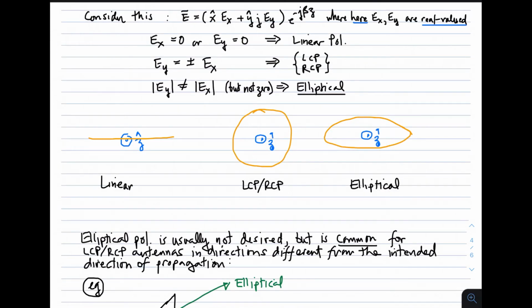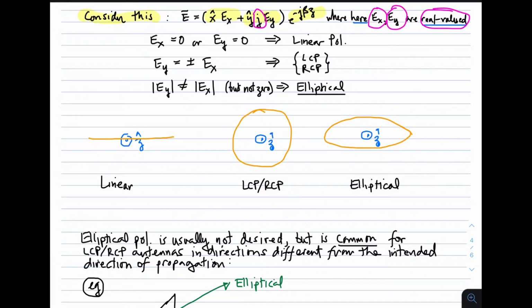Now I'd like to talk about elliptical polarization. As an introduction, let's consider the following expression for the electric field intensity. In this expression, we are once again describing a wave traveling in the plus z direction. And now we have x hat Ex plus y hat j Ey. Note the j there, and also note that I'm requiring Ex and Ey to be real valued. So this is guaranteeing that 90-degree phase shift.